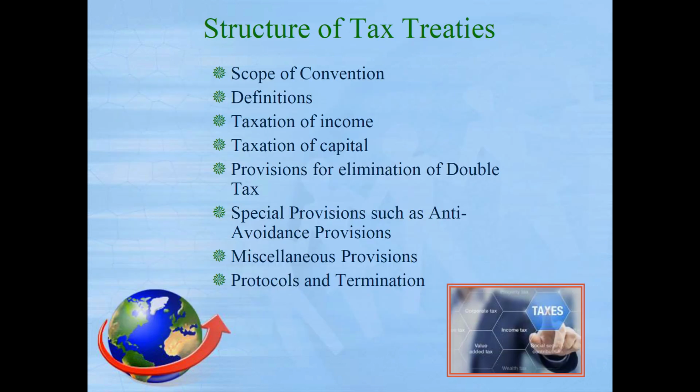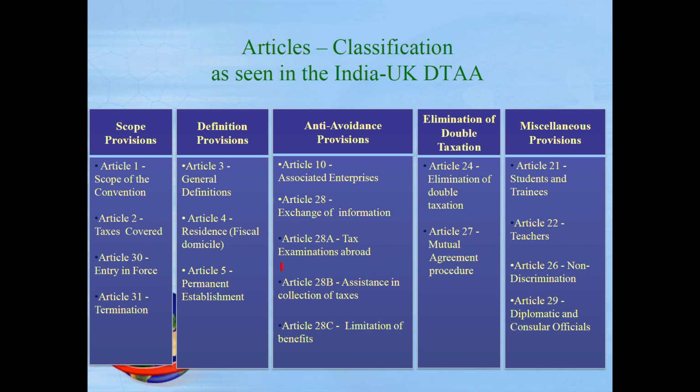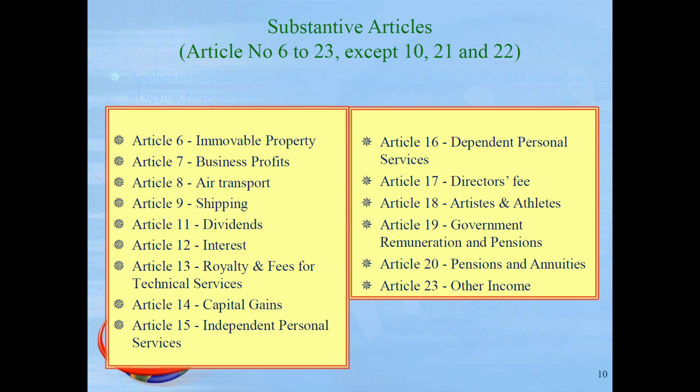So, the structure of tax treaties: how will the tax treaties be structured? It will be structured in the following way. The first is the scope of convention, what it covers or not. Then the definitions will come, then the taxation of income, taxation of capital, provisions for elimination of double tax, special provisions such as anti-avoidance provisions, miscellaneous provisions, protocols and termination. So this is just an example of the India UK DTAA, how it is classified. How are the provisions classified? And these are the substantive articles.